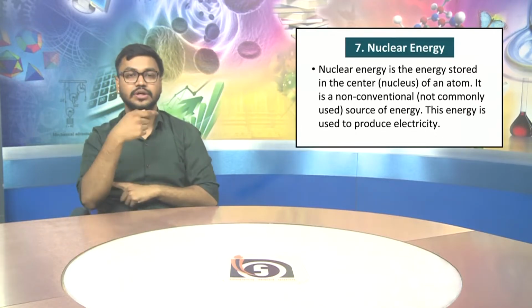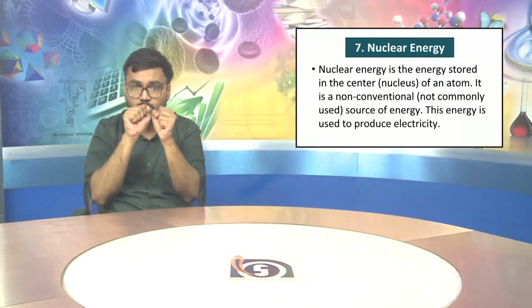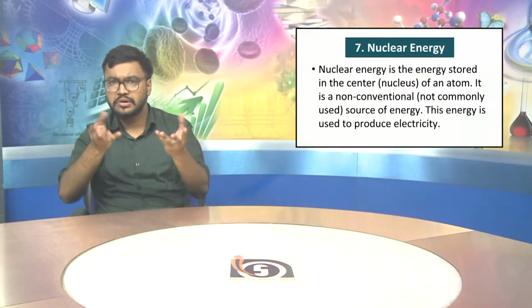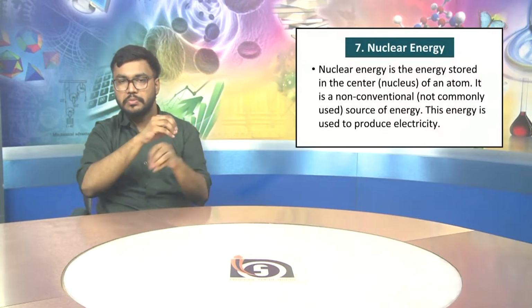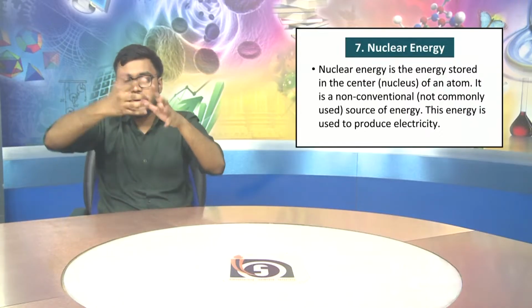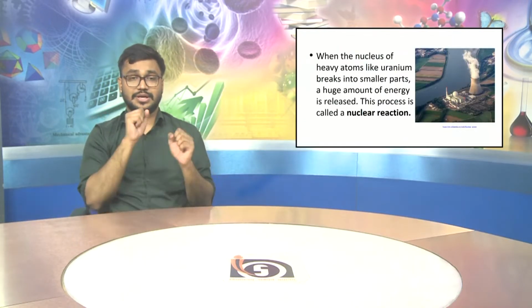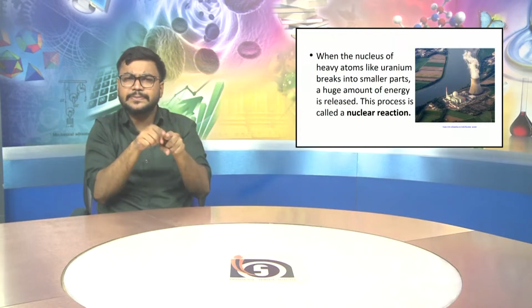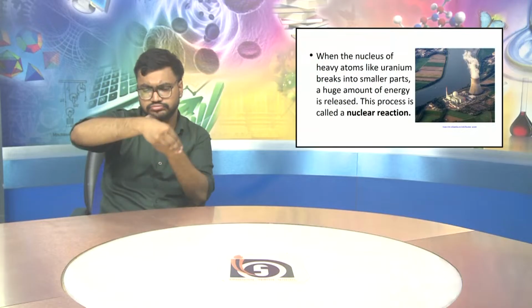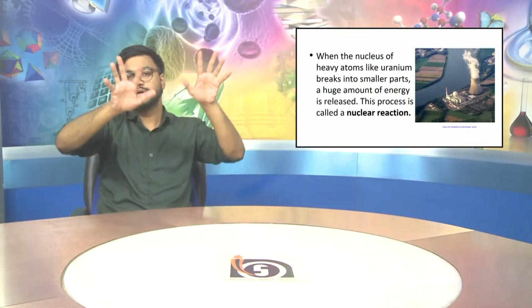Next form of energy is nuclear energy. Nuclear energy is the energy stored in the center of an atom. It is a non-conventional, or we can say non-commonly used, source of energy. And this energy is used to produce electricity. When the nucleus of heavy atoms like uranium breaks into smaller parts, a huge amount of energy is released. This process is called a nuclear reaction.